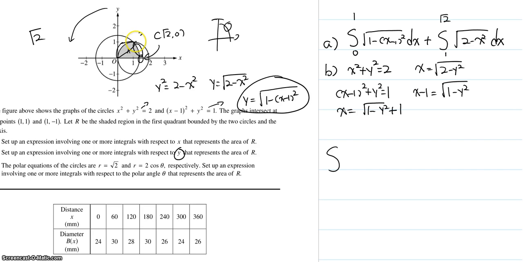It tells us that it intersects at this point, which gives us a y value of 1. So we limit the integration from 0 to 1. The higher bound, which is the bigger circle, is the square root of 2 minus y squared. And the lower bound, which is the smaller circle, is minus the square root of 1 minus y squared plus 1, and this is dy.